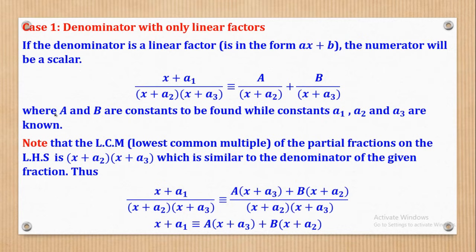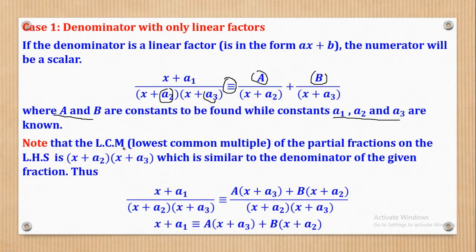So here A and B are constants and can be found, while A1, A2, A3 are known. So here they will not give you a constant. Here they will give you real values. It can be 3, 4, 5. That's what I said the constant means. But these ones, they don't give them to you, and it is you to look for them. But remember, we use an equivalent sign.